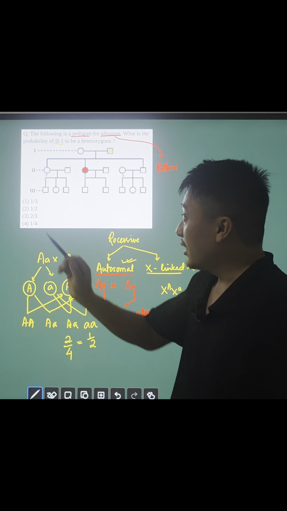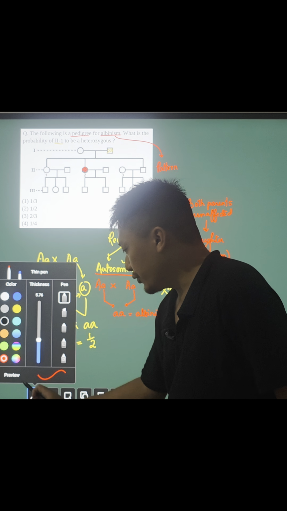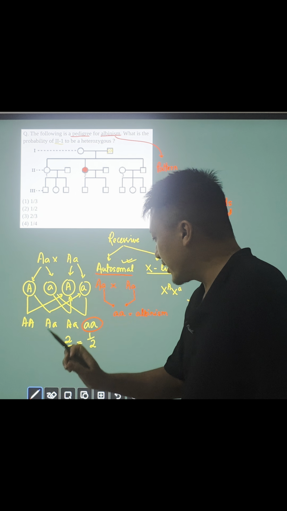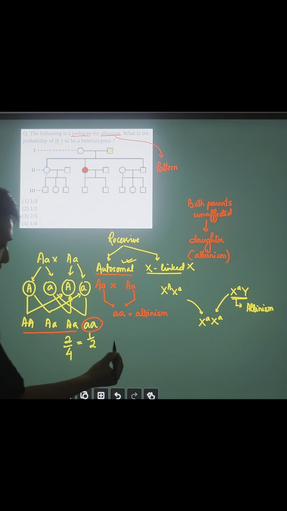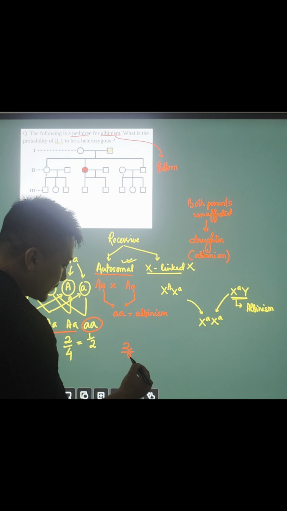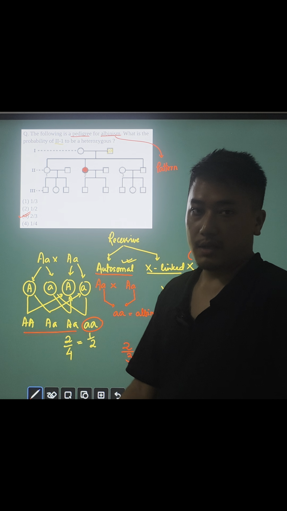But in the given pedigree, this individual 2-1 does not have the trait albinism. So we need to take out the possibility of getting small a. So out of the 3 remaining possibilities, the chances of getting the heterozygous condition is 2 out of 3. So the answer should be option number 3, 2/3. Thank you, everyone.